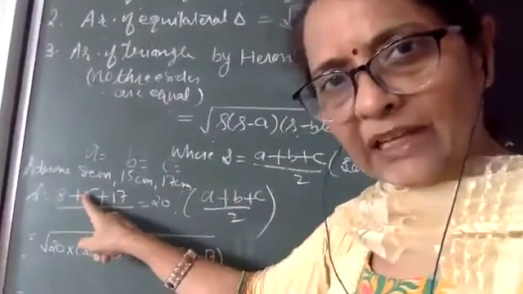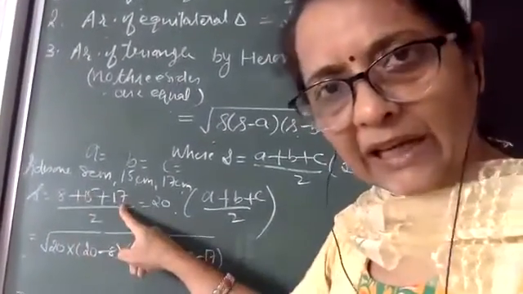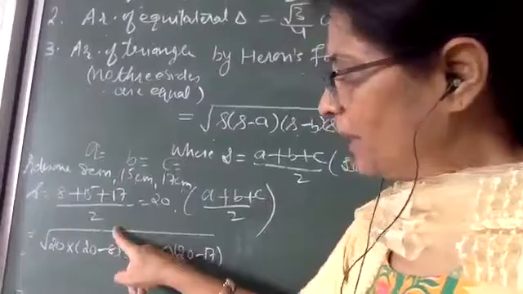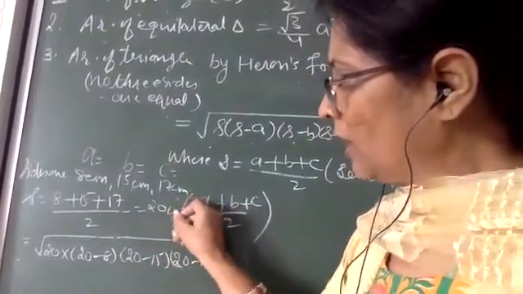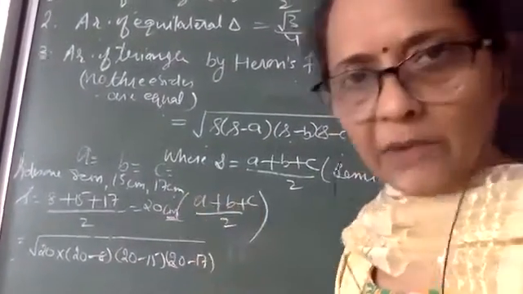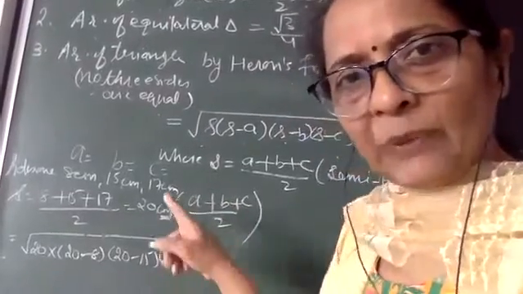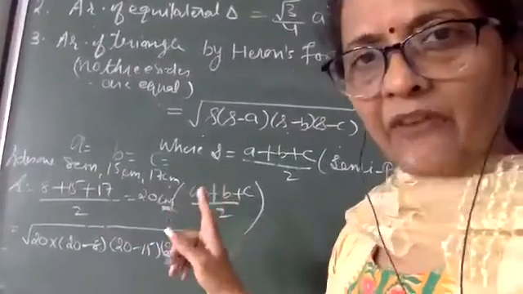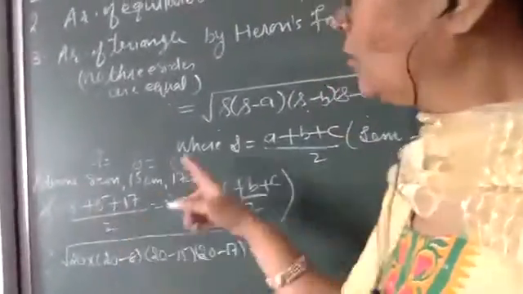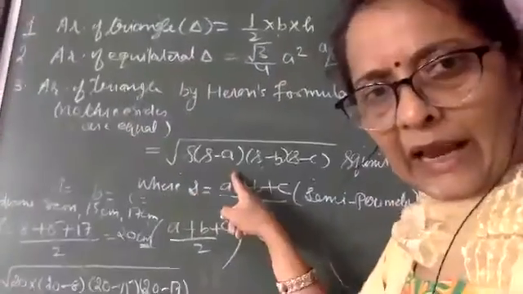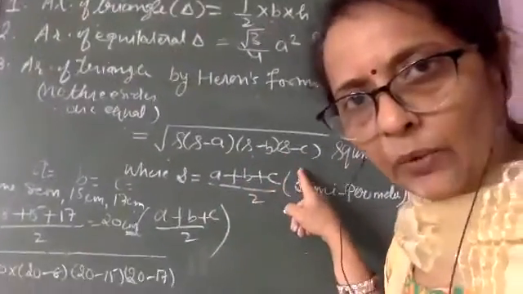So 8 plus 15 is 23. 23 plus 17 is 40, divided by 2. So 40 divided by 2 gives you 20, and then we will write here the unit centimeter. So s is obtained. Now we will substitute this value with a, b, c in the given formula, which is under root of s into (s minus a) into (s minus b) into (s minus c).